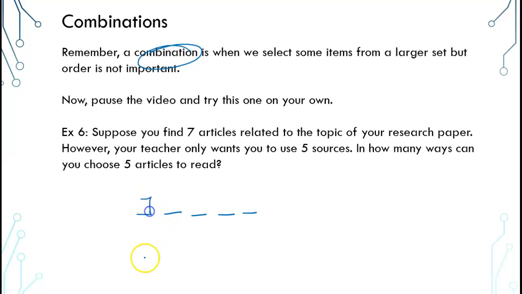For the first article, you have 7 to choose from. But if you want 5 sources, you're not going to have still 7 to choose from. You've already chosen one. Now you have 6 left. Then for the third article, you only have 5 left to choose from. Then for the fourth article, you have 4 left to choose from. And for the fifth article, you have 3 left to choose from. Then we use what we know about the counting principle to do 7 times 6 times 5 times 4 times 3. And we end up getting 2,520 ways in which those articles can be chosen.